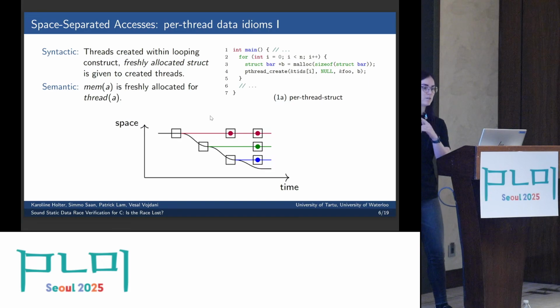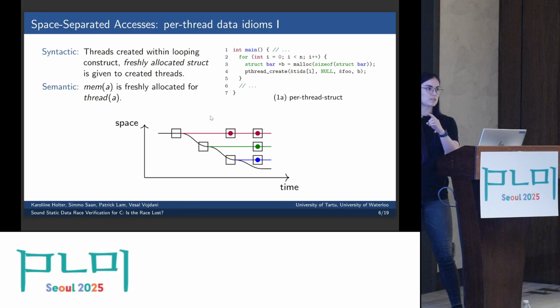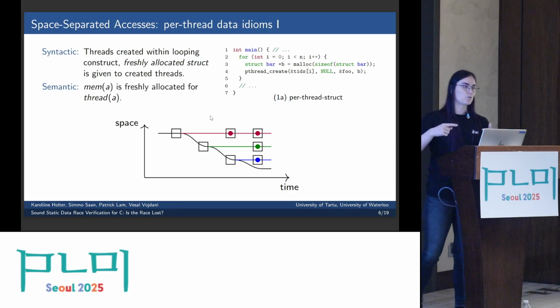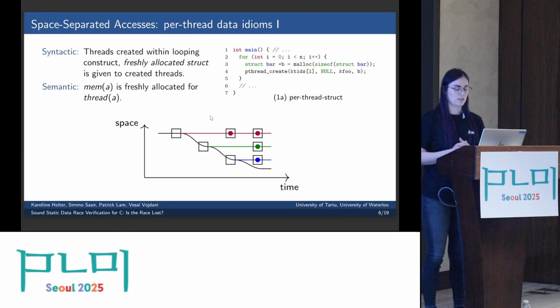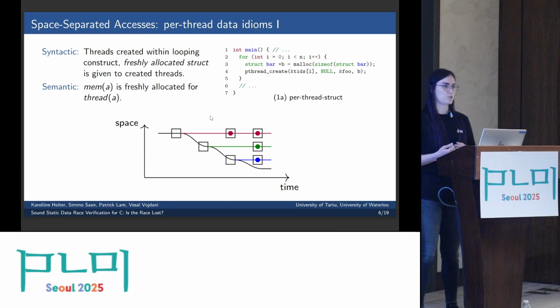On these idiom slides, I have three different ways of saying the same thing: a textual representation, the idiom code, and a visual representation on a time and space axis that shows the semantics of those idioms. In this first example, for space-separated accesses, there are many ways data is passed to the threads that ensure space separation.